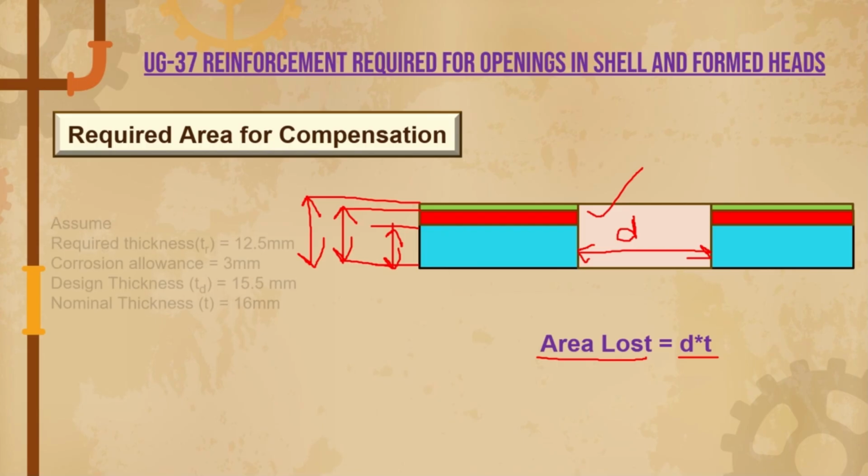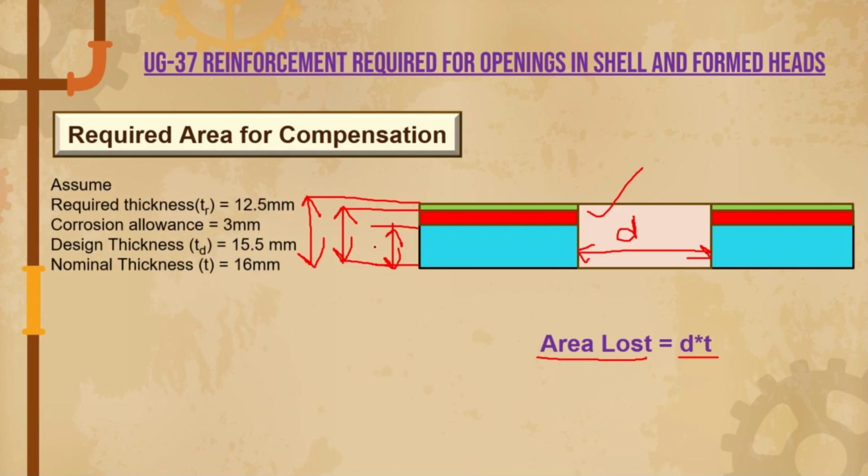For example, if we assume the required thickness is 12.5 mm, but here we are adding some corrosion allowance of 3 mm, so the total design thickness TD is equal to 15.5 mm, right? That is 12.5 plus 3, 15.5. But 15.5 will not be available in the market, right? So that's why we go for 16 mm, the next possible available thickness of material. So this is the nominal thickness T, guys.